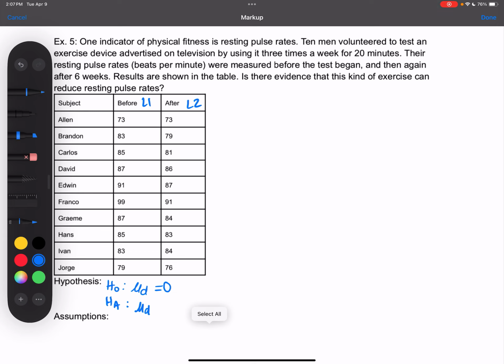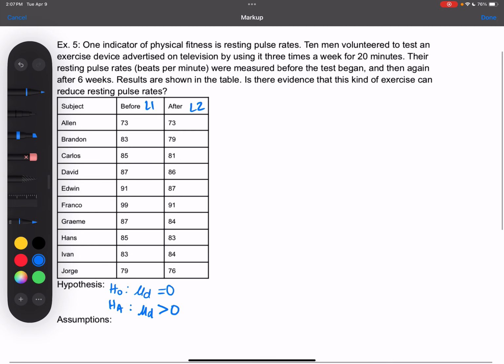Well, so the difference, right? It's trying to say that there's evidence that this exercise can reduce pulse rates, which means that the before would be higher than the after. So it'd be greater than, yeah, so it'd be greater than 0.